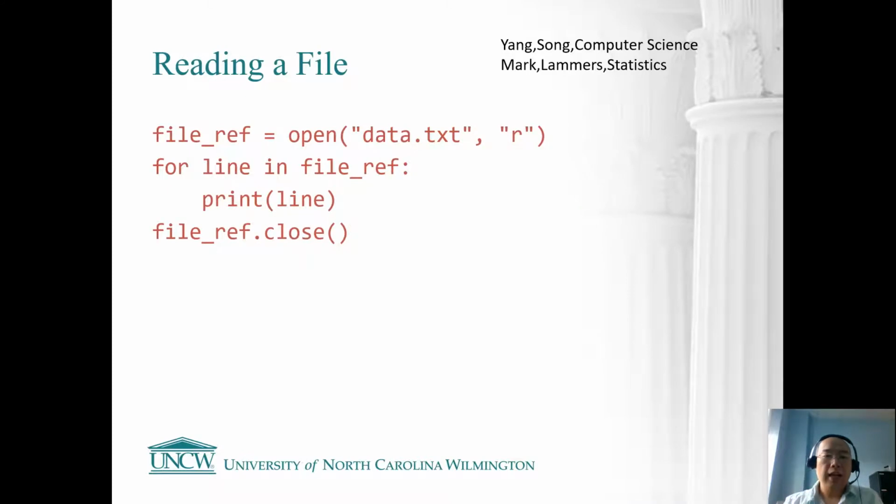Okay, and well, now the next question will be, how about we want to read some of the lines? Say, for the file reference, I open this file again, and I'm assuming that for this data.txt, I have this content inside. That is Yang, comma, Song, computer science, and then Mark, Lemmas, statistics. Those are two professors in our university. And then I want to do a for line in file reference.